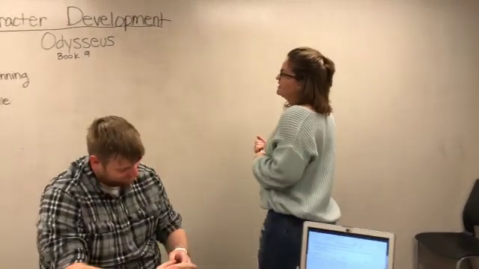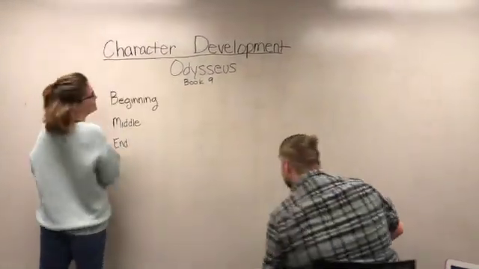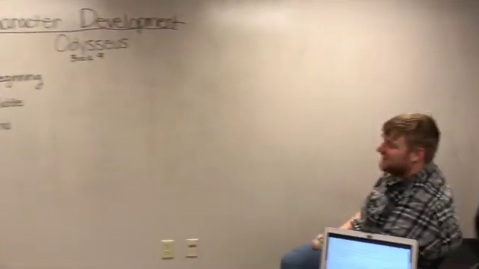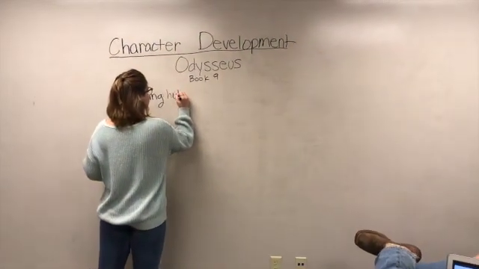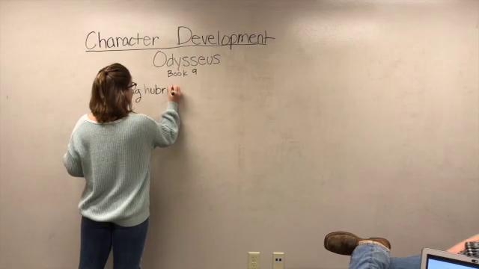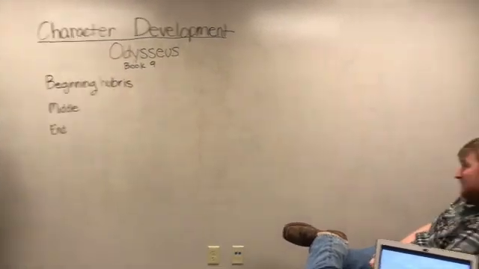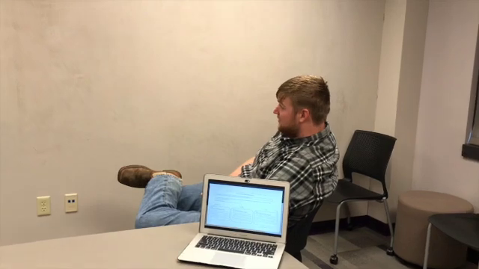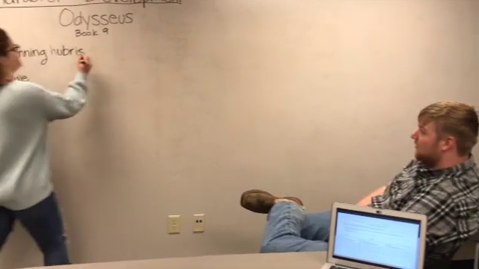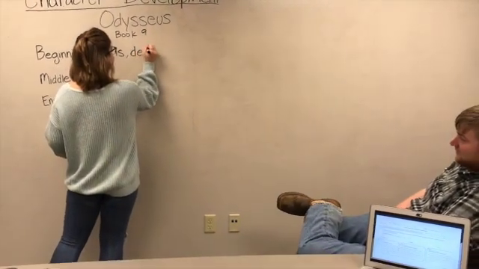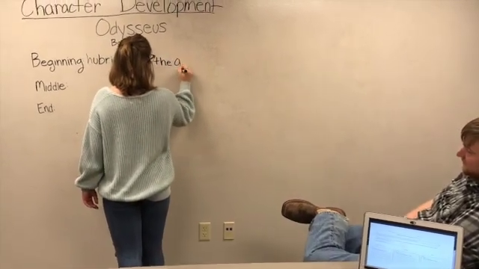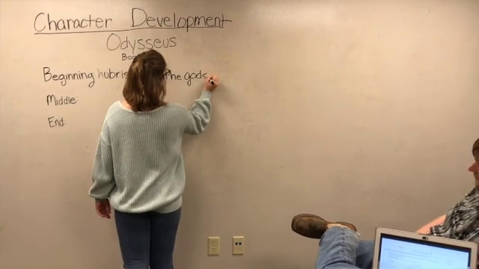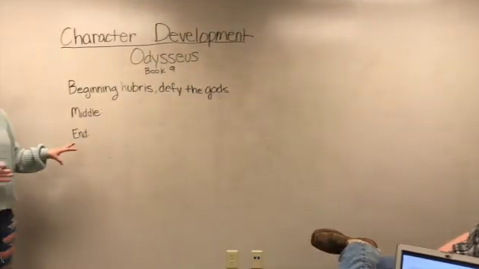All right, so in the beginning, what are some traits of Odysseus at the beginning of this book? He's very hubris. What else? With his traits being hubris, he also thinks that he can defy the gods and make it home on his own. Good. And in the middle, does he lose some hubris?